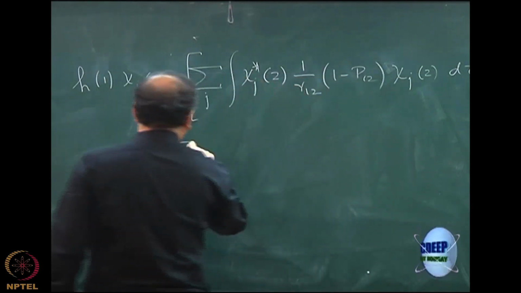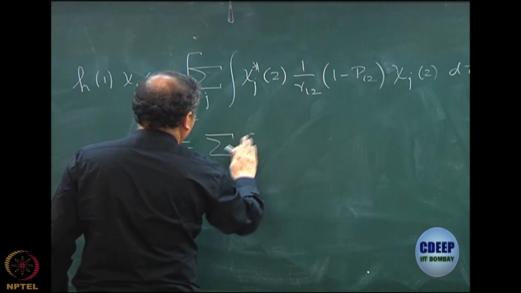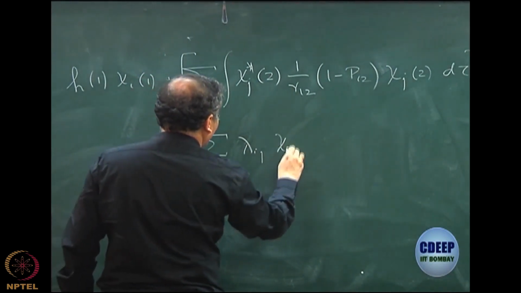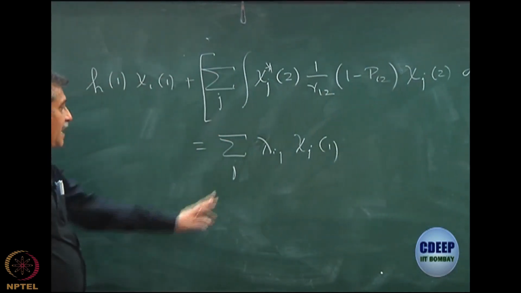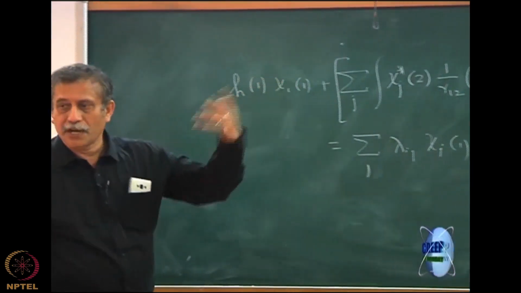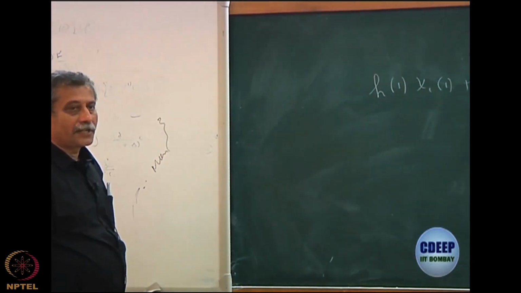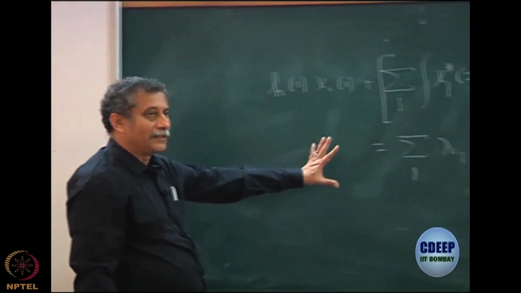So, let me write this as sum over j lambda ij chi j of 1. As I said, this can be made lambda ji or ij, it does not matter, because that depends on how you start with. So, this is your Hartree-Fock equation in a non-canonical form. So, anybody asked, you should be able to write this, very simple.